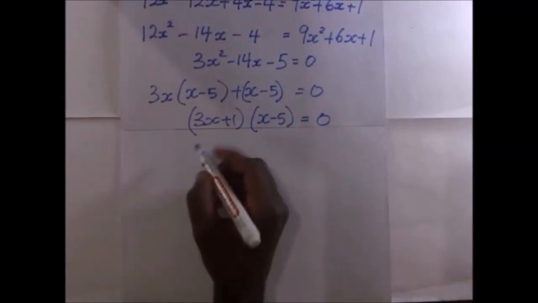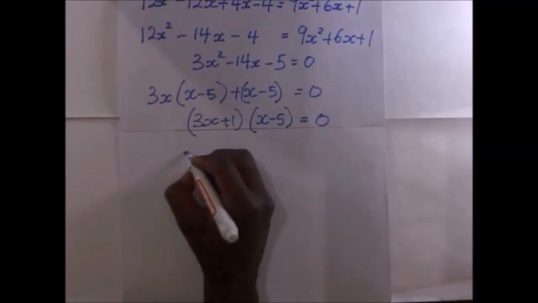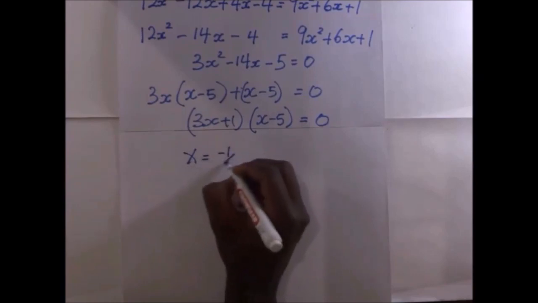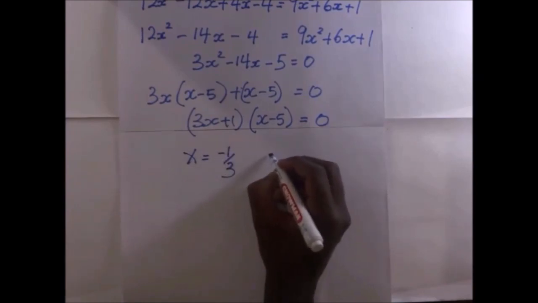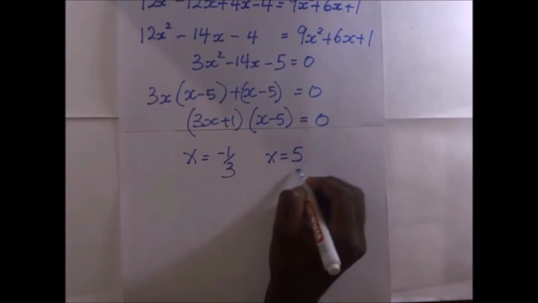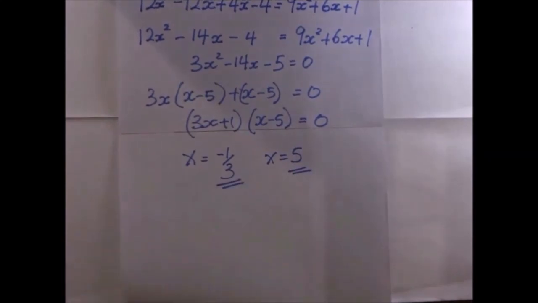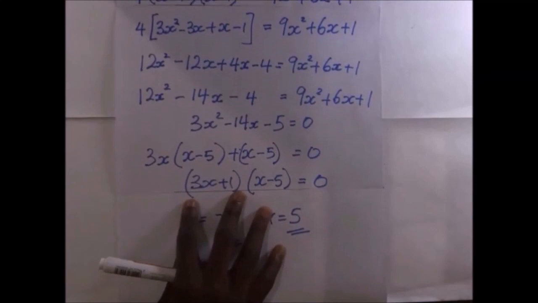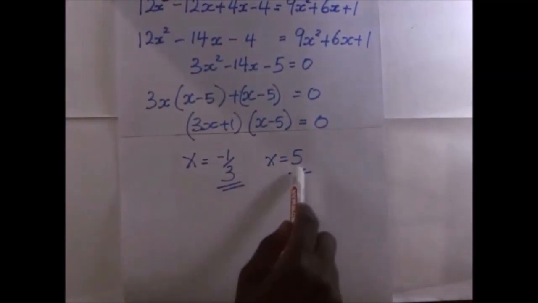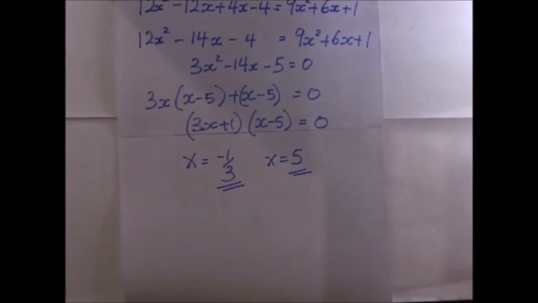So from our answers here, either x is going to be equal to negative a third and or x is going to be equal to 5. x is one of those. So we have gotten two values of x for that polynomial. But remember, we've got two values of x for the expression in our question.